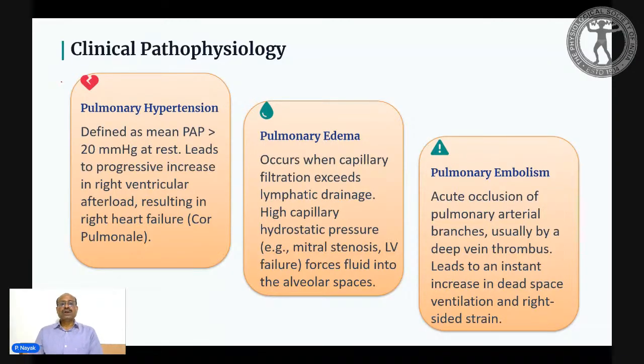Pulmonary edema occurs when capillary filtration exceeds the lymphatic drainage. High capillary hydrostatic pressure can lead to fluid accumulation, as in case of mitral stenosis, left ventricular failure. Pulmonary embolism is acute occlusion of the pulmonary arterial branches, usually by deep vein thrombus. As I have mentioned in the beginning itself, the lungs filter the emboli, but that can lead to a bigger problem in case of pulmonary embolism, which will increase the dead space and right-sided strain.